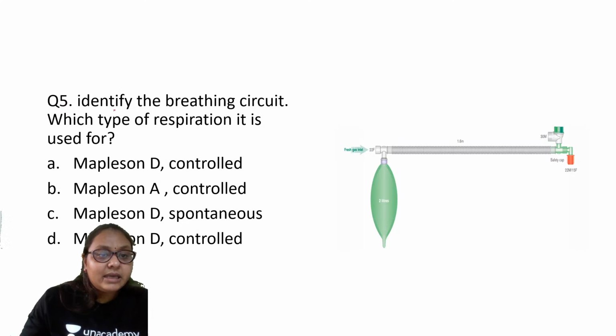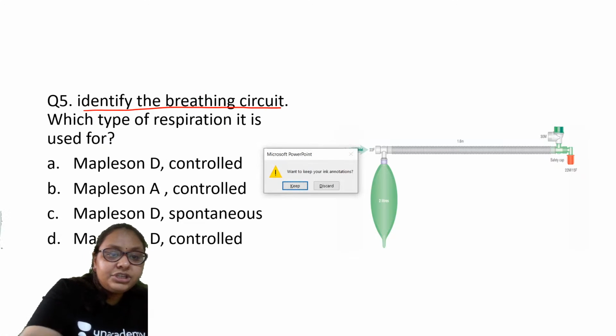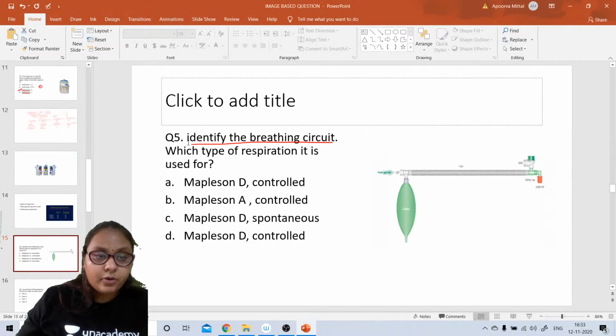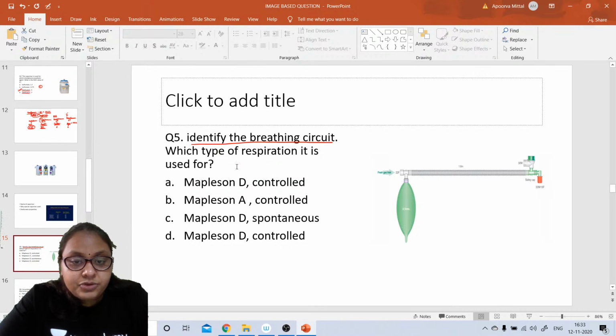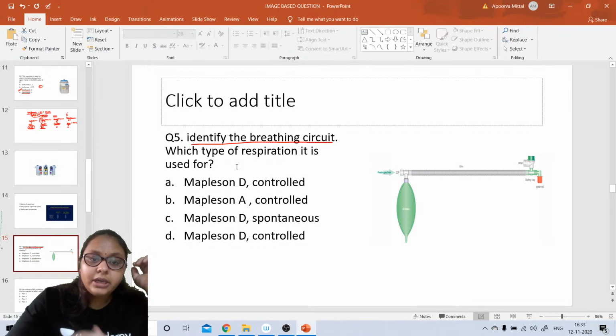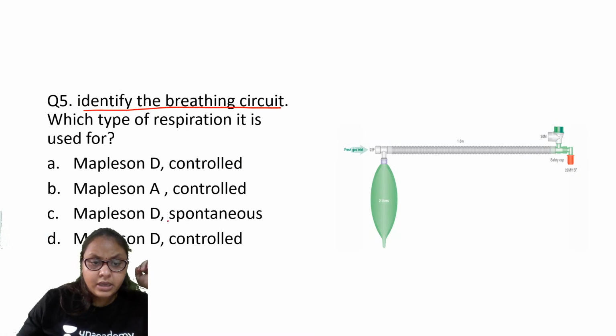Okay. Question 5 is identify the breathing circuits, and which type of respiration it is used for. Is it A, Mapleson D, used for controlled ventilation, or B, Mapleson A, used for controlled, or C, Mapleson D, used for spontaneous, or D, Mapleson D. I'm so sorry, the options, please take it as A.